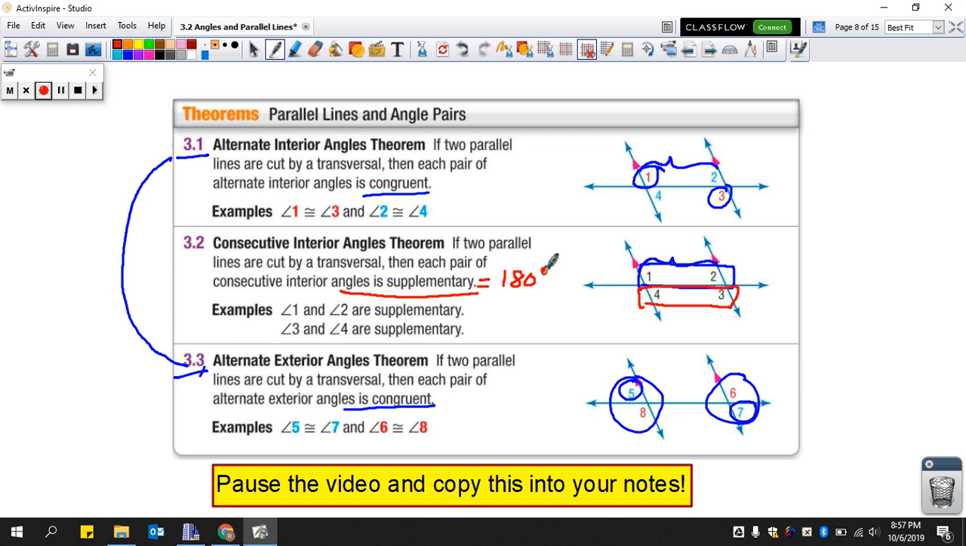So whenever you have two consecutive interior angles, their sum has to equal 180 degrees. So pause this video and copy these theorems into your notes.